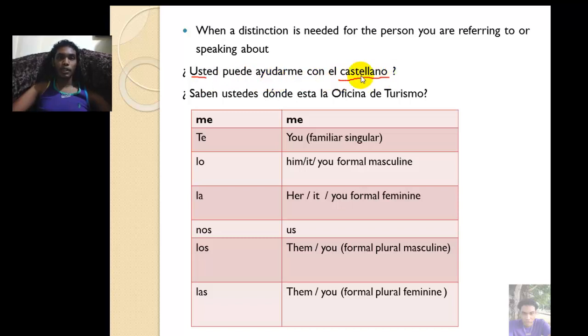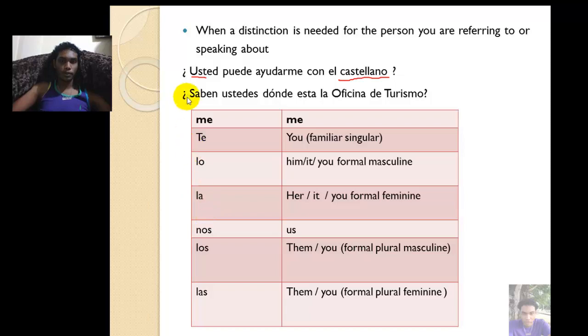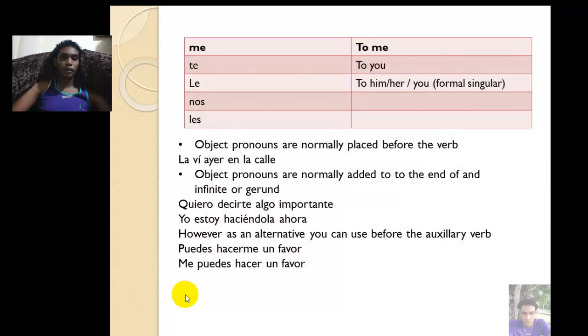Now, what we need to do is learn off everything in these tables. These are very important. So let's continue. This would be the indirect object pronouns and the latter direct pronouns. Object pronouns are normally placed before the verb. Por ejemplo, la vi ayer en la calle.